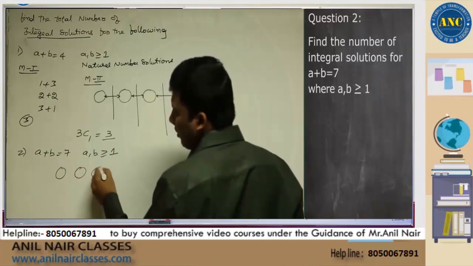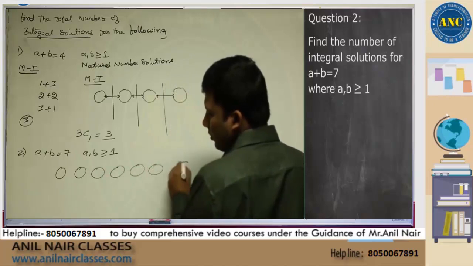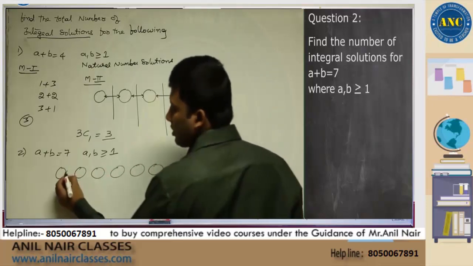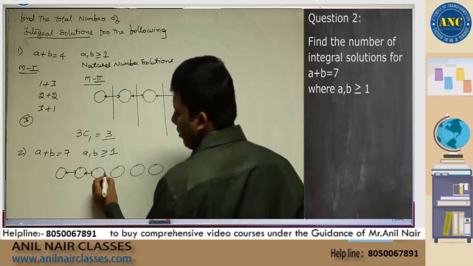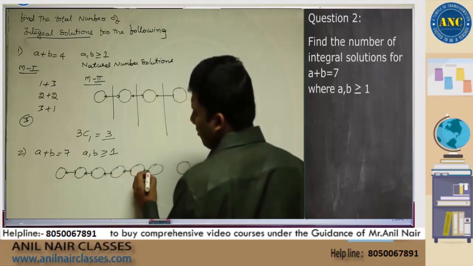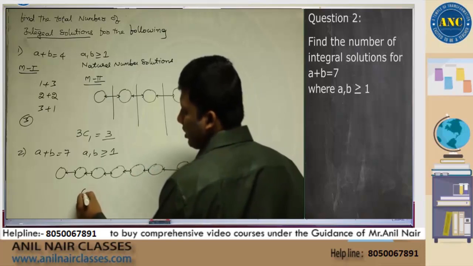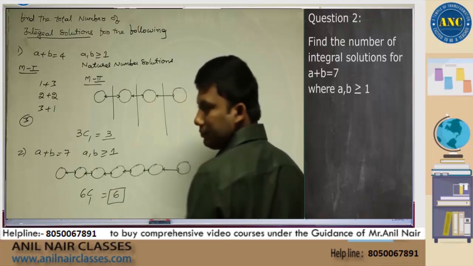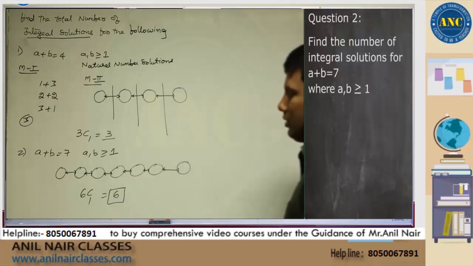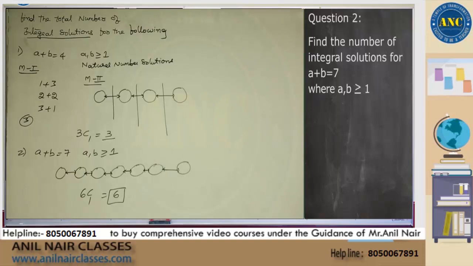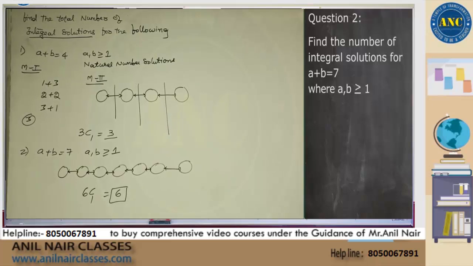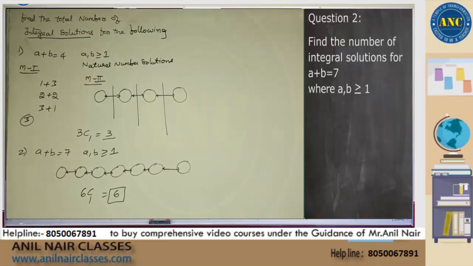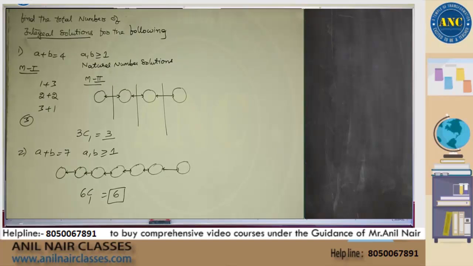a plus b is 7. That means there are 7 balls. How many spaces are there? 6 spaces are there in between. Out of these 6 spaces, select any one space. 6C1 is 6. Let's take this: a plus b is 7, a and b greater than or equal to 1. If there are 7 balls, there are 6 spaces. Select any one space.